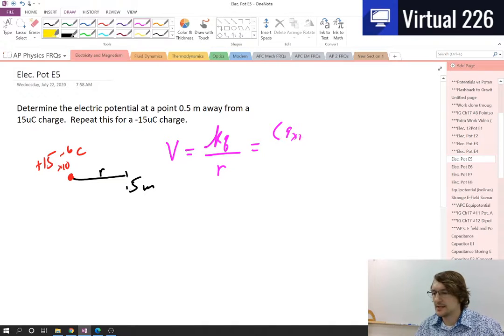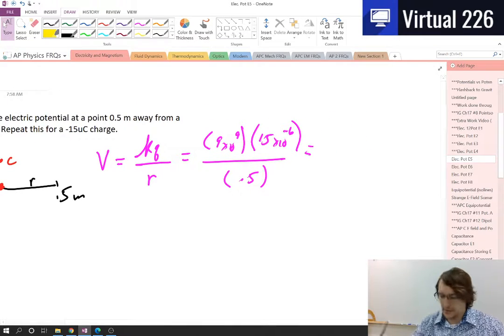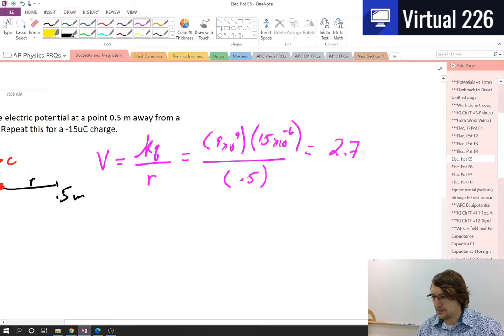So K is 9 times 10 to the 9th. That's Coulomb's constant. Q is our 15 times 10 to the minus 6th divided by our R, which is 0.5. And if we throw all that together into the magic of a calculator, we're going to get an answer of about 2.7 times 10 to the 5th volts. And there we have it. That is our electrical potential some distance away from a point charge.